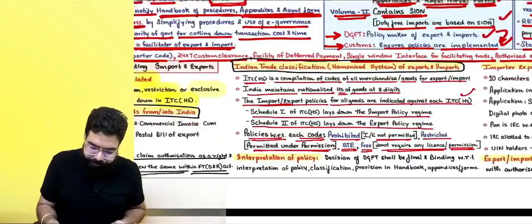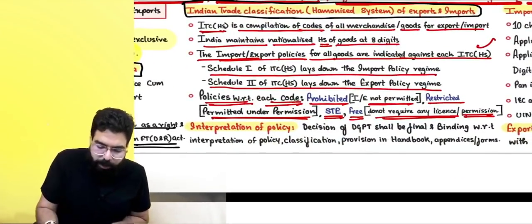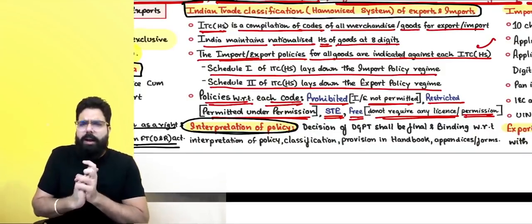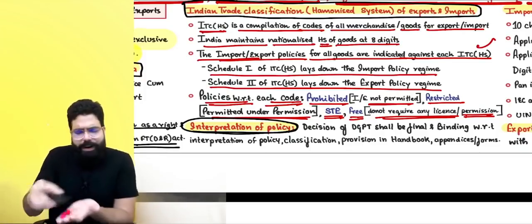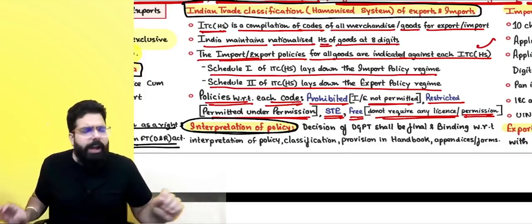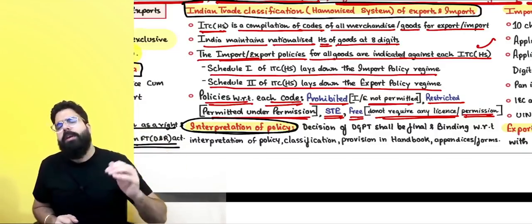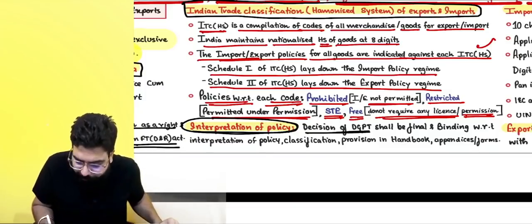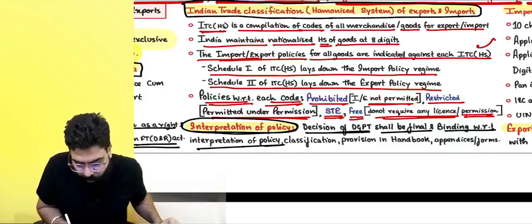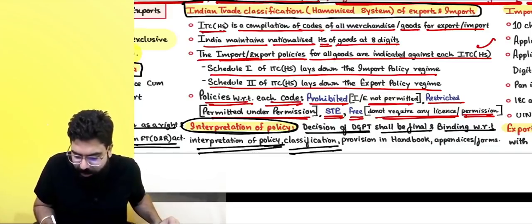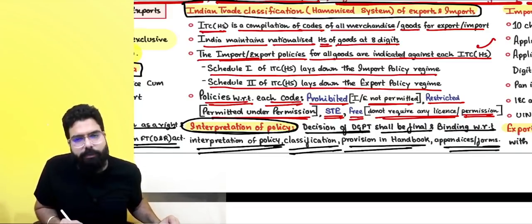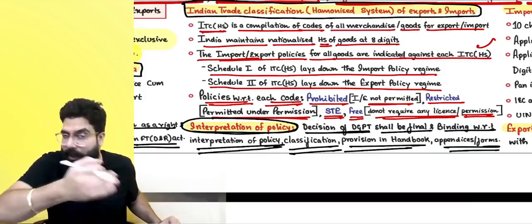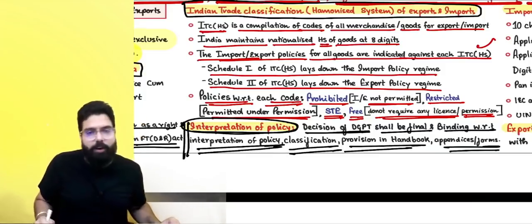Let's go ahead. Next, sir, if by chance there is any doubt when I am reading the ITC HS, basically trying to find out the HSN code, I went online and my interpretation, I'm a little confused. Can I ask the DGFT? Yes. Always remember that the decision of the DGFT shall be final and binding with respect to the interpretation of policy, classification, provisions in handbook, appendices, and forms. All this is related. If you have a doubt, go to the DGFT. He will help you. Whatever he says, that will be final. Okay, sir. Point is clear.